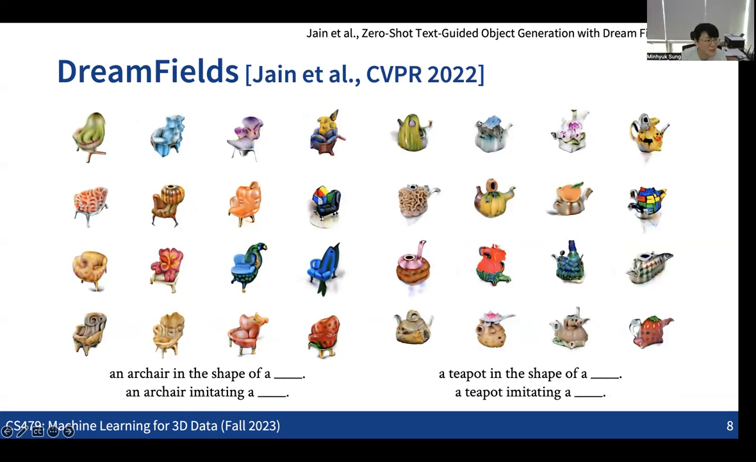We can see some armatures in the shape of something. So it's like an armature in the shape of an avocado, or an armature in the shape of a pumpkin, or something else. So you can see some interesting, imaginary outputs just by using this framework, which is training the NeRF even without images. So this is an interesting idea.